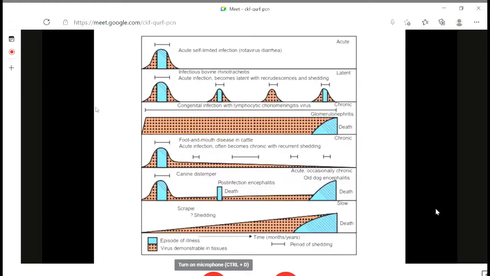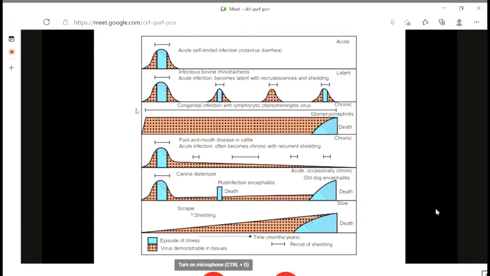Here, coming to this particular one, it's an example of rotavirus diarrhea showing the acute disease. The clinical manifestation of the disease occurs. Then this is the phase where mortality or death occurs, episodes of illness, and again the clinical manifestations, then the virus declines, and finally it ends. So we call it an acute kind of disease.